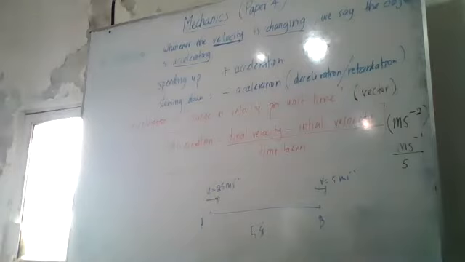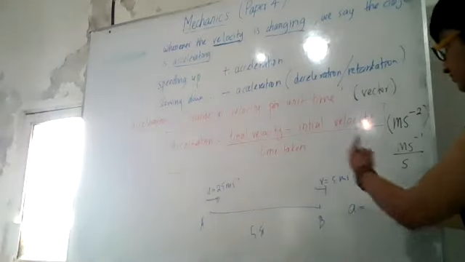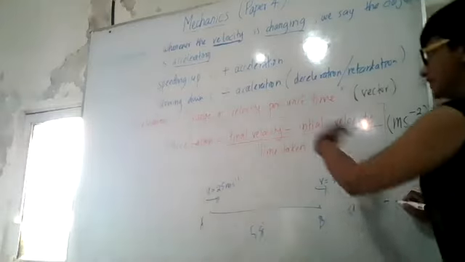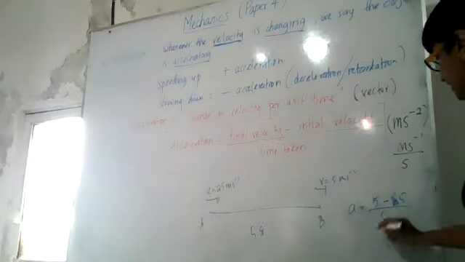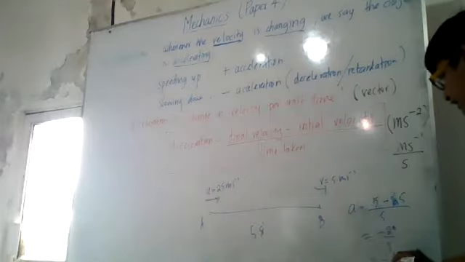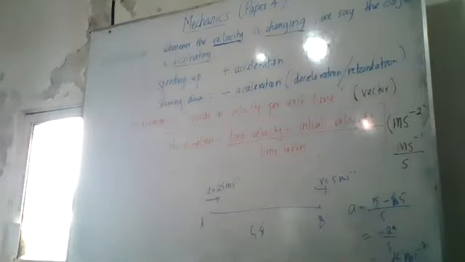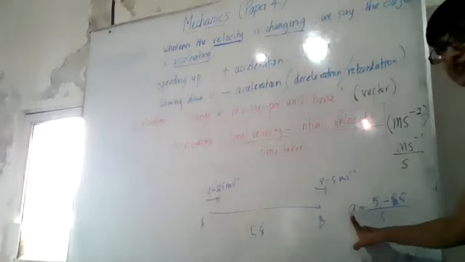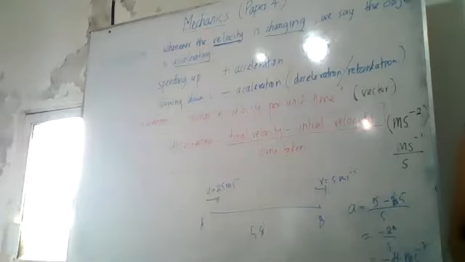It's negatively slowing down. So if you calculate the acceleration, a, you would do final minus initial, 5 minus 25, divided by 5. This is negative 20 divided by 5, you get negative 4 meters per second square. What does that negative mean? It's decelerating, it's slowing down, right? You calculated acceleration, you got a negative acceleration. That means it's decelerating, retardating. Yeah?